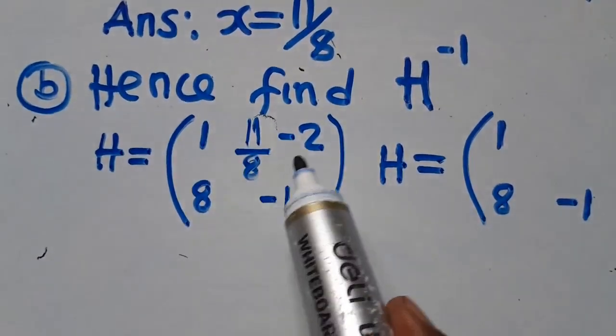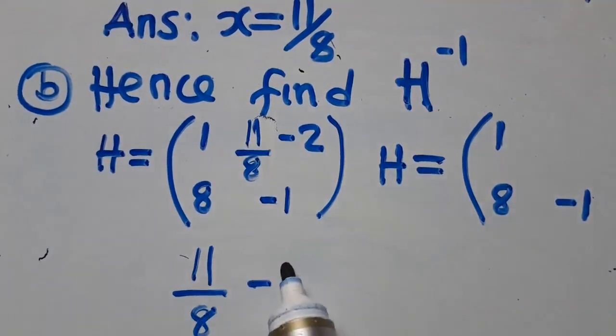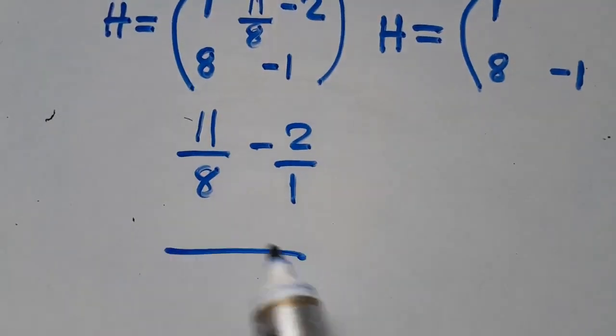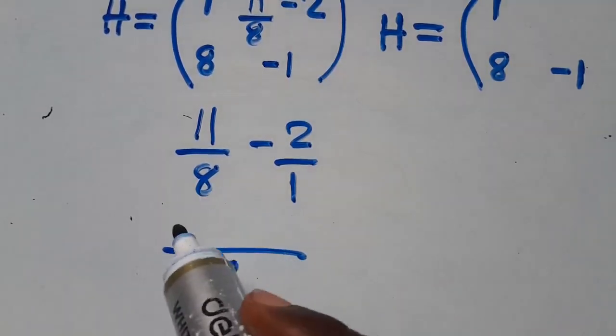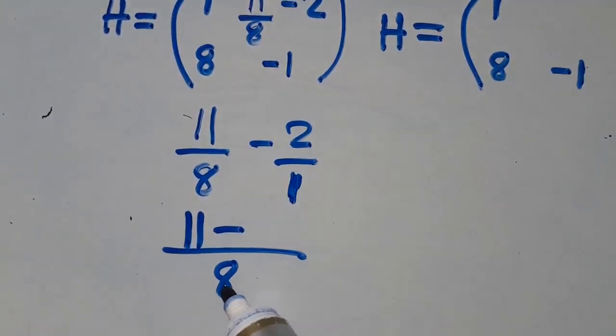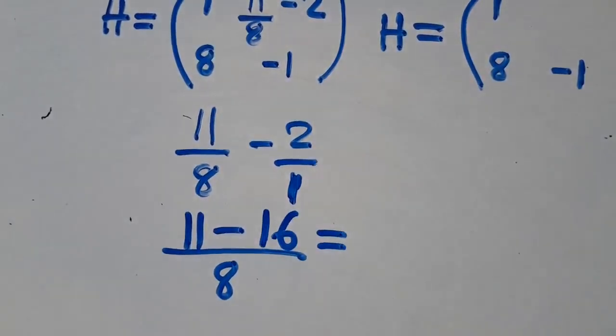Let's find the value which is there. So that is 11 over 8 minus 2 over 1. We evaluate that, so we just have one answer. Common denominator there, it's 8. 8 into 8, it's 1. 1 times 11, it's 11, minus 1 into 8, it is 8. 8 times 2, it is 16, which is equal to.